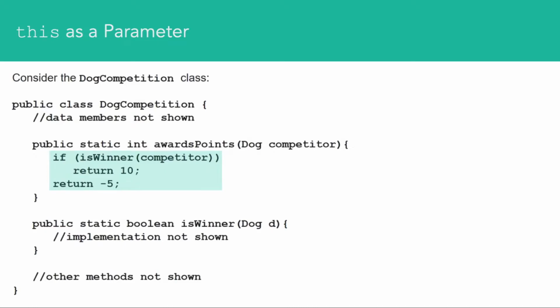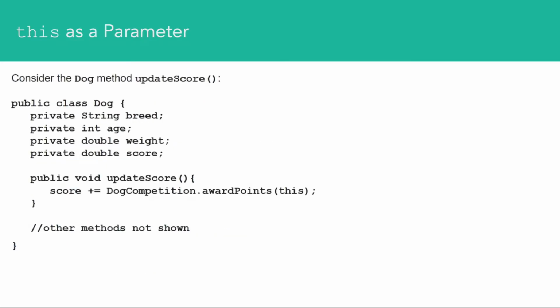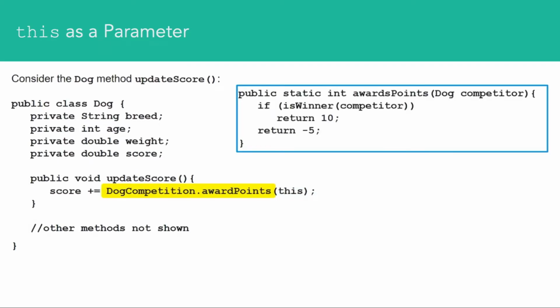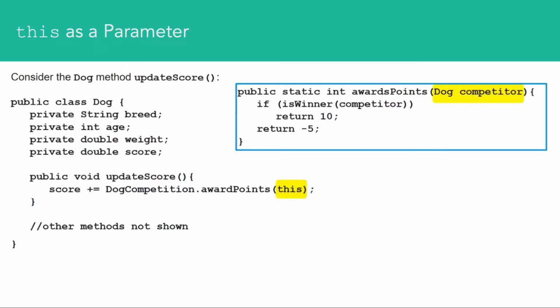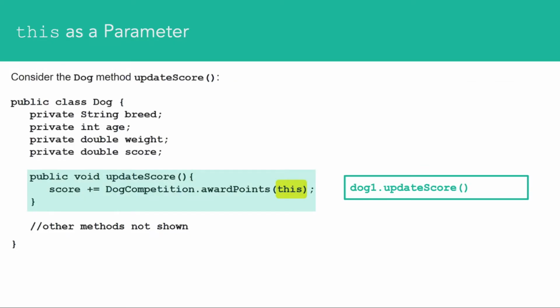The method awardPoints will either return 10 if the Dog object was a winner, or -5 if the Dog object was not the winner. The Dog class would like to use the method awardPoints to update its own score. Remember that awardPoints is a static method and is therefore called using the DogCompetition class, not a particular DogCompetition object. It is also important to observe that the awardPoints method requires a Dog object to be passed as a parameter. In the Dog class, the method updateScore is attempting to update the score of the calling object. The keyword this refers to the Dog object that called the method updateScore, which in this code snippet is dog1.